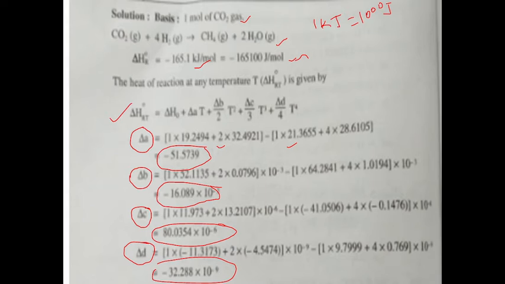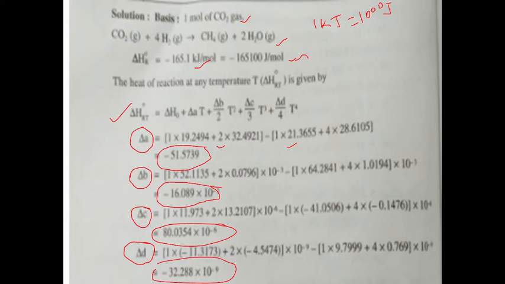Okay. So next we are going to calculate the standard heat of reaction at any temperature capital T. The effect of temperature on standard heat of reaction video is available in Moodle. You refer to that video. From that video only I have taken this formula. Delta H R naught T is equal to delta H naught plus delta A T plus delta B by 2 T squared plus delta C by 3 T cube plus delta D by 4 T power 4. Are you clear or not?